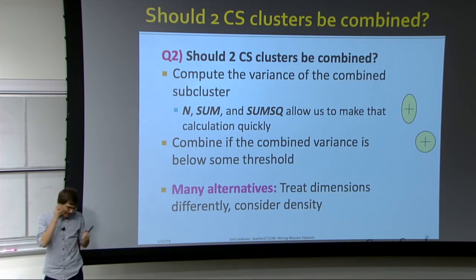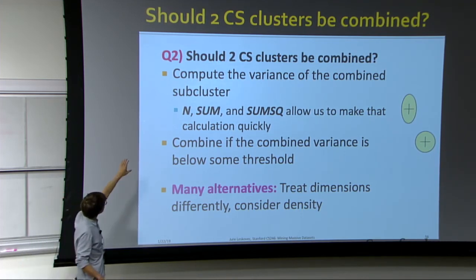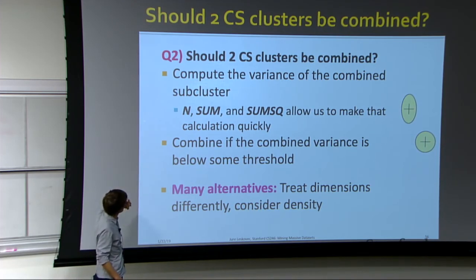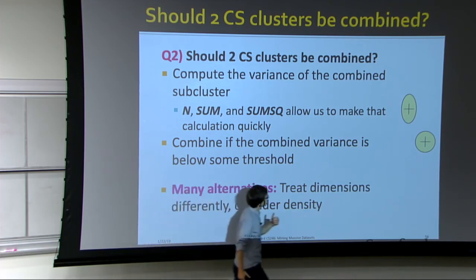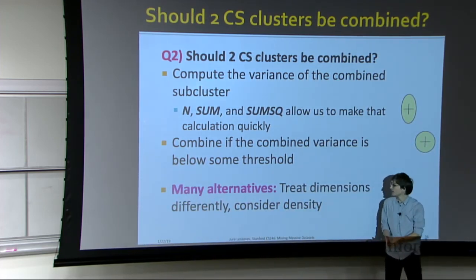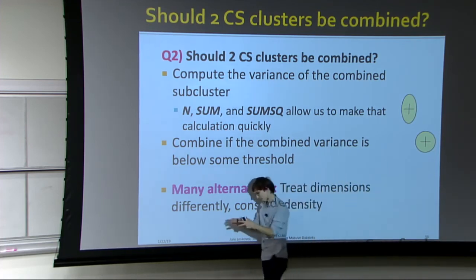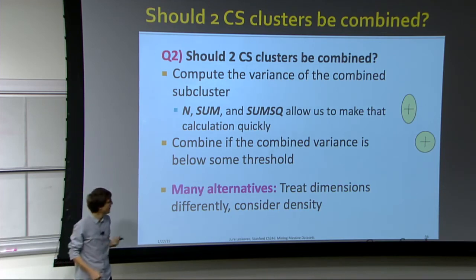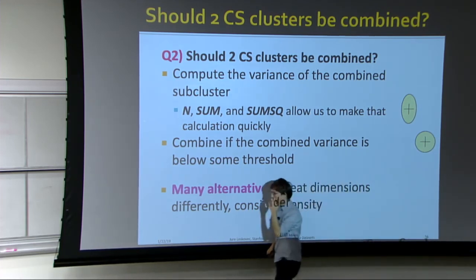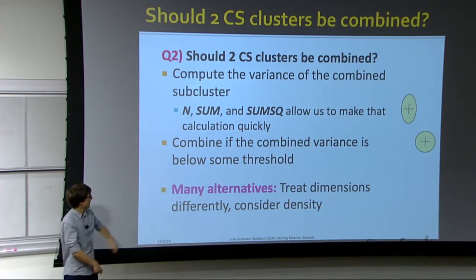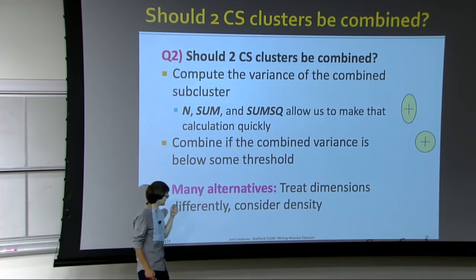And the second thing I want to say is, when should two compression set clusters be combined? The same thing: you can compute the variance of the combined cluster, and then combine the two clusters if the combined variance is below some threshold. If I have a compression set here and a compression set there, the way I combine them is I sum up the n's, the sums, and the sum SQs, and then I can ask what's the variance of that cluster. If I would add these two together, the variance would be quite large, so I wouldn't want to do it. Of course, in practice there can be many alternatives to this approach. Okay? So this is what I wanted to say about BFR.